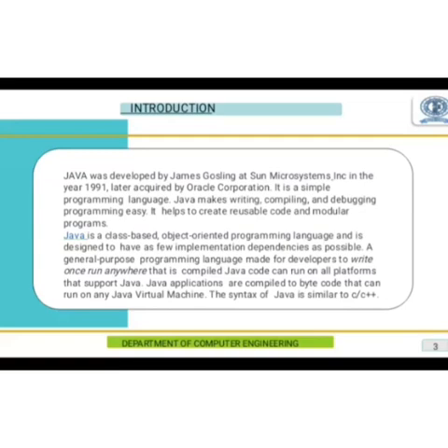See the first, introduction. Java is a simple programming language. It is a class-based object-oriented programming language. Java applications are compiled to bytecode that can run on any Java virtual machine. The syntax of Java is similar to C and C++.